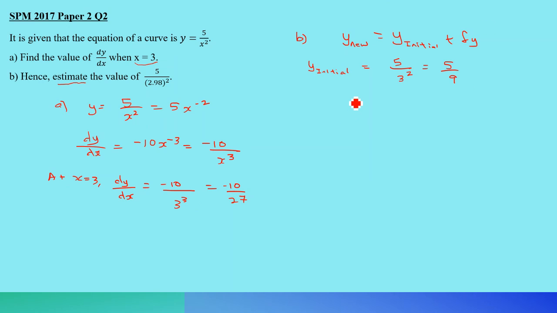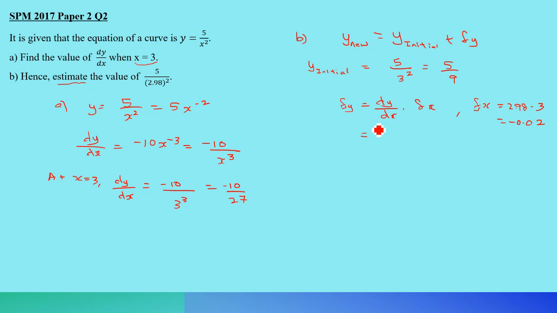Now how to find the changes in y? Like the previous question, the change in y will be dy dx times del x. So what is your del x? Your initial value, we round it up, we put it as 3. And the new value for x is 2.98. So you take 2.98 minus 3. Don't forget, this will give you a negative value. So this is your del x.